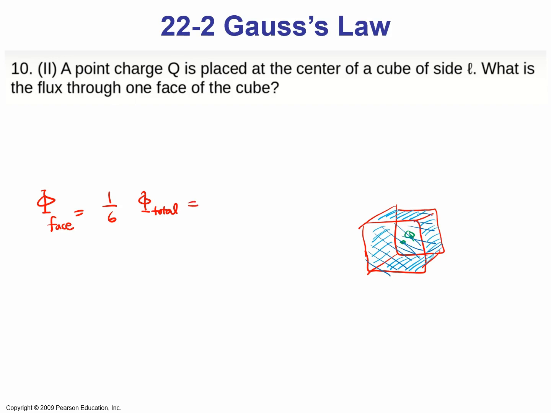And the total flux is the integral over the enclosed surface, and that gives us the enclosed charge divided by epsilon naught. So we will have Q, the enclosed charge, divided by epsilon naught. So the flux from one face is 1/6 of the total flux from the cube.